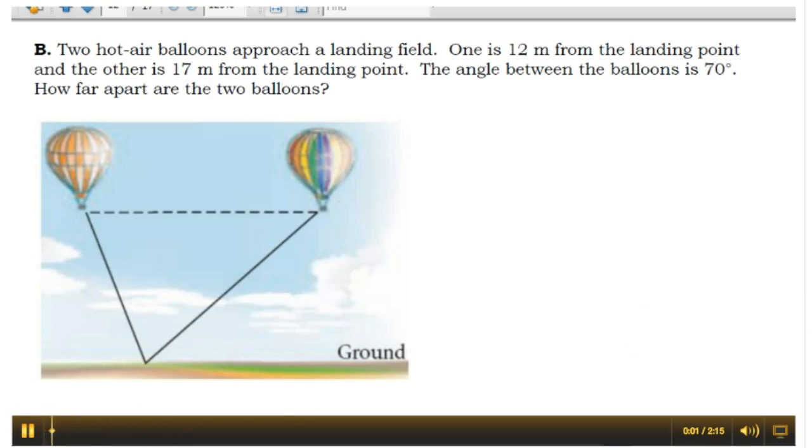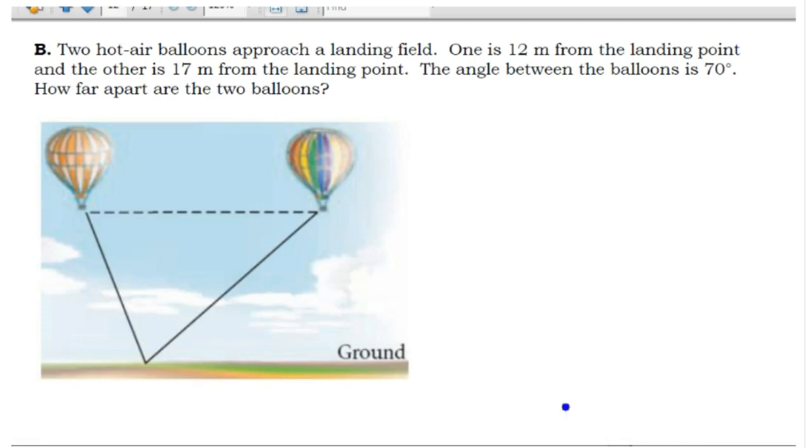Okay, this is the continuation of section 5, law of cosines. Two hot air balloons approach a landing field. One is 12 meters from the landing point and the other is 17 meters from the landing point. The angle between the balloons is 70 degrees. How far apart are the two balloons? So I'm going to say this balloon is 12 meters from the landing point. I'll say this balloon is 17 meters from the landing point. The angle between them is 70 degrees. How far apart are the balloons?